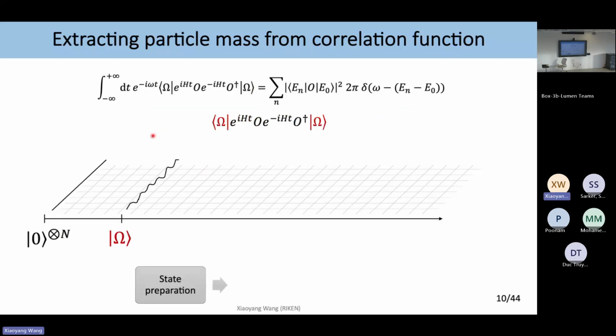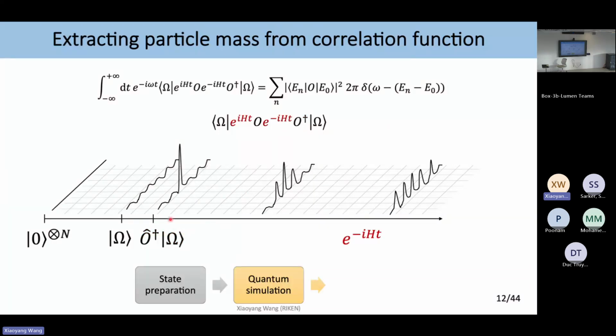On a quantum computer, we first usually prepare the initial state into a product of zero states, and then we perform some state preparation algorithm to prepare the ground state of this system Hamiltonian. Then we excite a particle from the vacuum by applying an O-dagger operator, and then we propagate this particle in real time by e to the minus iHt, which is achieved using the quantum simulation method. And finally, we perform the measurement to measure the expectation of the operator O hat.